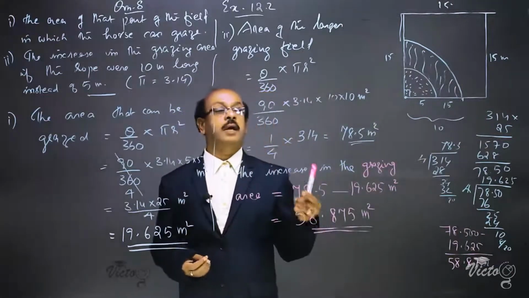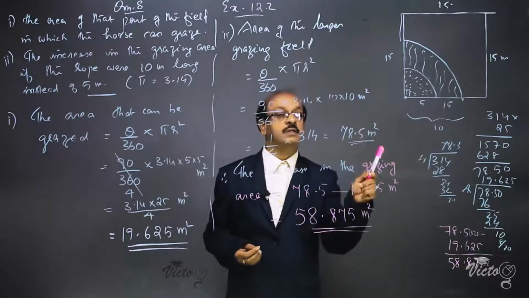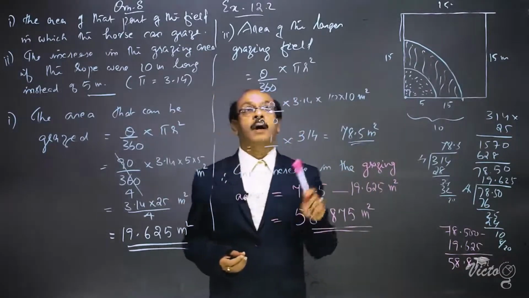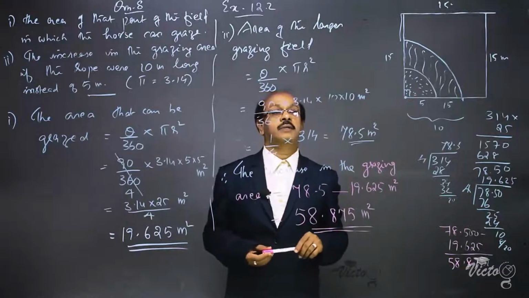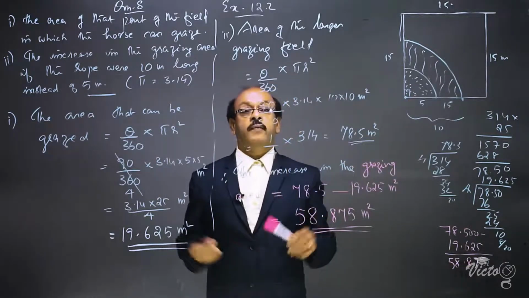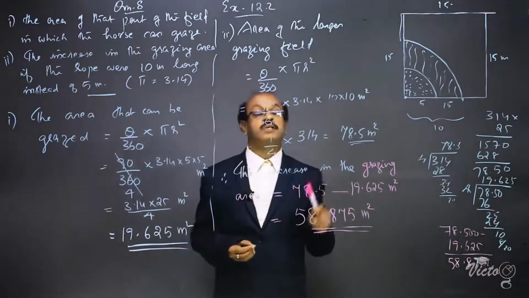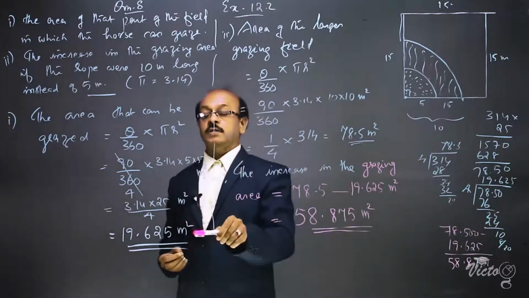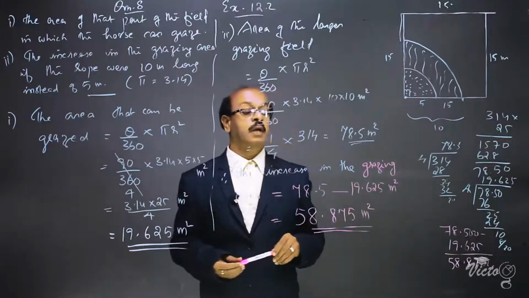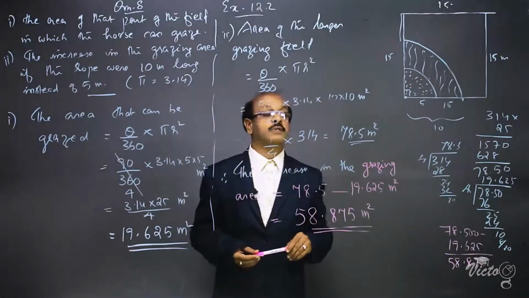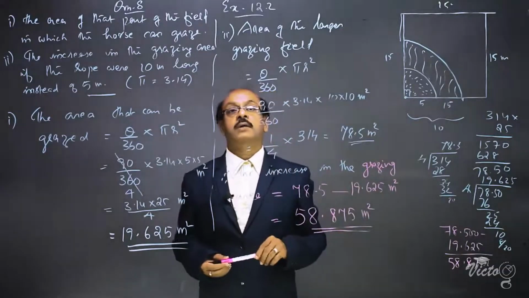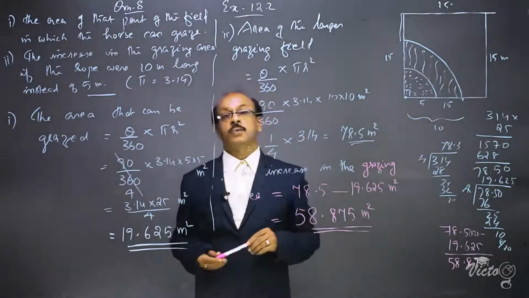So again we are calculating the area of the larger sector, means the larger grazing area of the field. It is getting as 78.5 meter square. So for the increase in the grazing area, we have to subtract the area of the smaller sector from the area of the larger sector. Subtracting, we are getting 58.875 meter square as the increase in the area of the grazing field. So this is also a good type of question. So please note it.